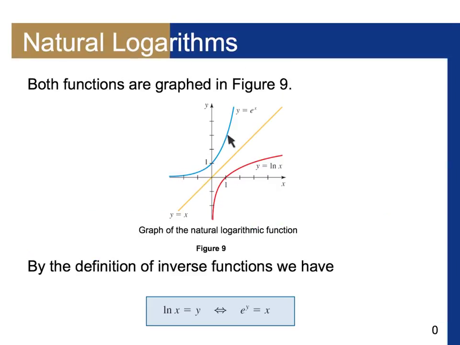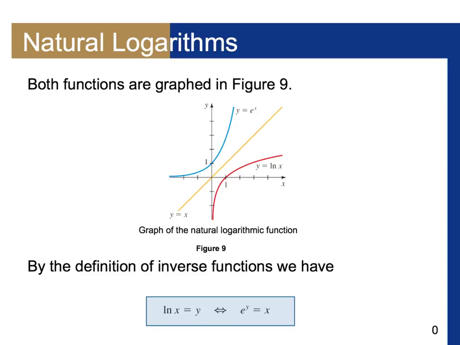Okay, so here's our graph of y equals e to the x. Remember, it's between 2 to the x and 3 to the x, right? And then if we reflect that across the line y equals x, we get the red, which is y equals ln of x. Same domain and range as our log base 2 and log base 3 and log base 5, etc.